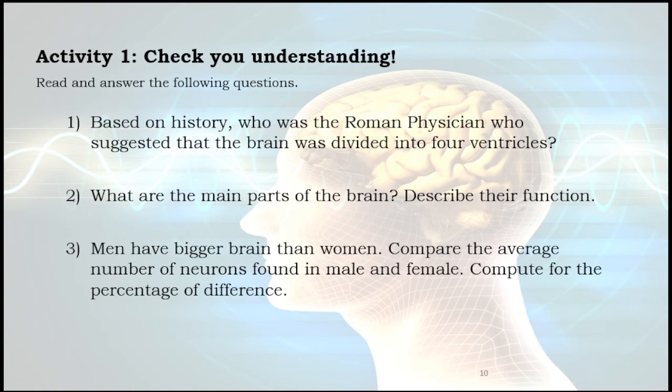First is activity 1, check your understanding. You have to read and answer the following questions. Question number 1. Based on history, who was the Roman physician who suggested that the brain is divided into four ventricles? Very good. The answer is Galen. Next one. What are the main parts of the brain? Describe their function.